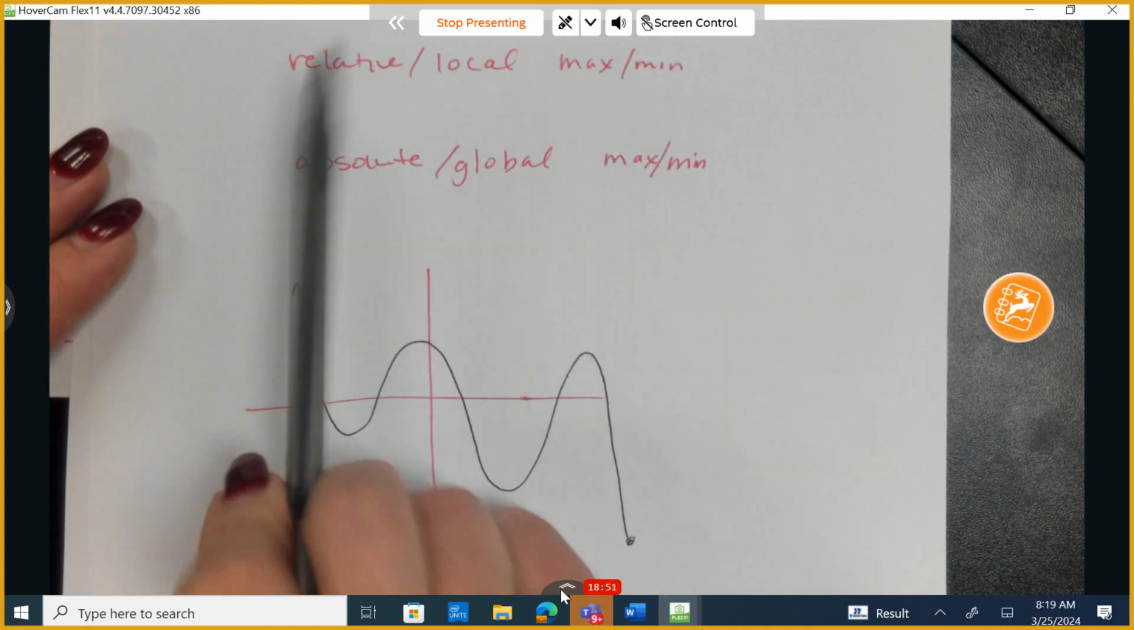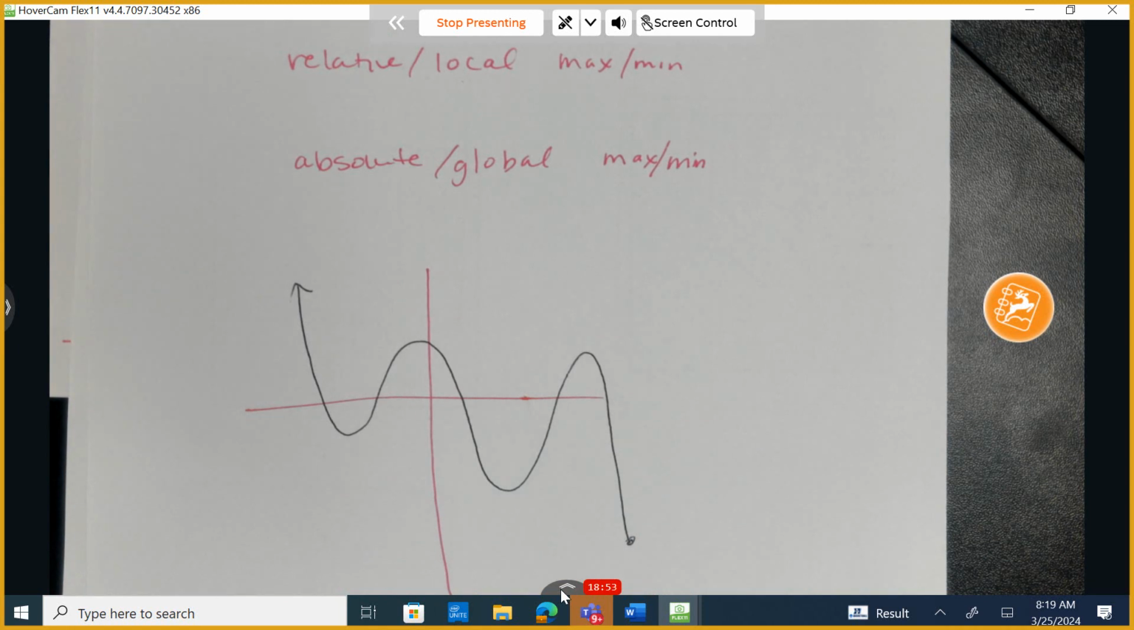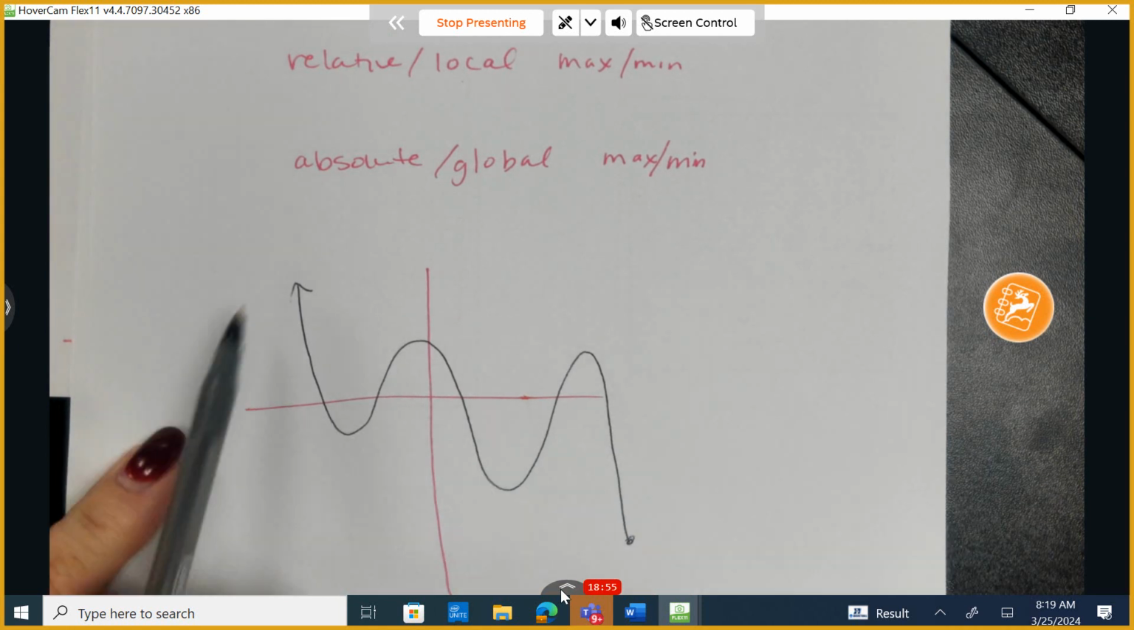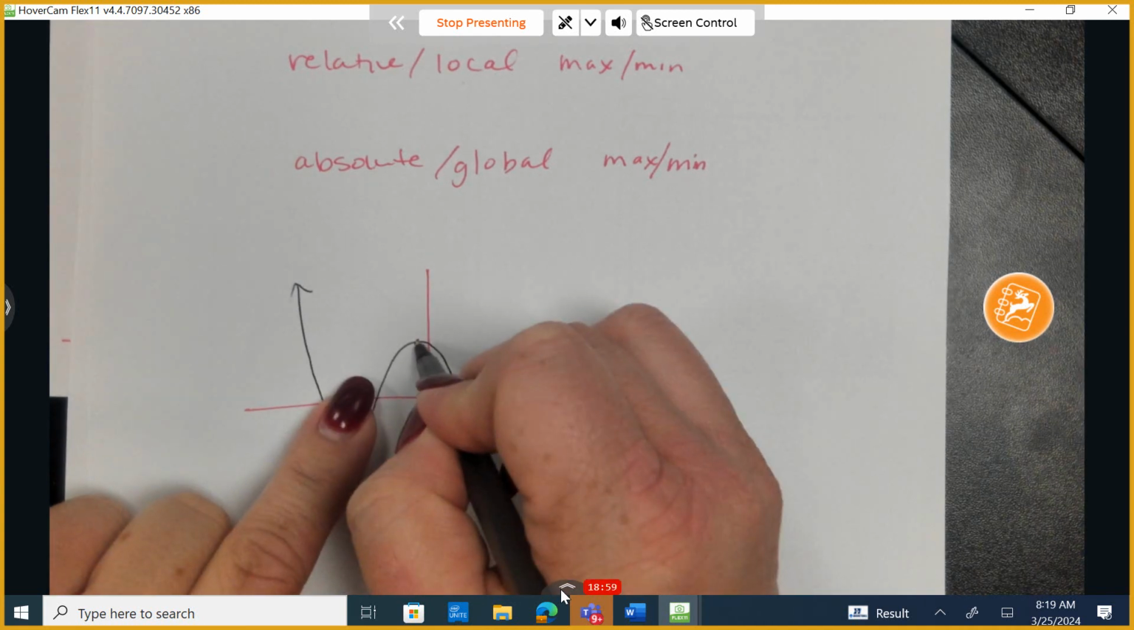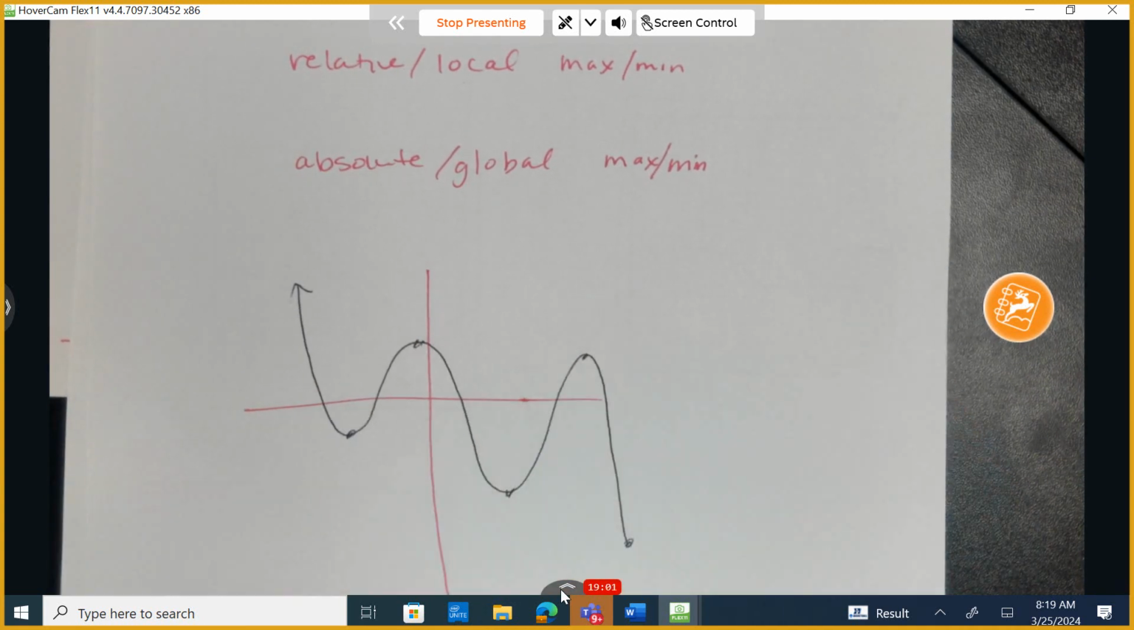Now, relative, there can be more than one relative or local maximum or minimum, and those are turning points. This is a turning point. It means when it goes from decreasing to increasing or increasing to decreasing, and it creates a high or a low point. It just doesn't stand out as the highest or the lowest.